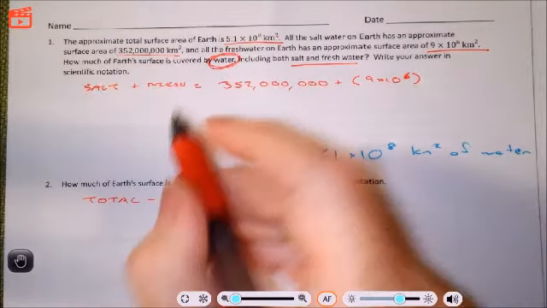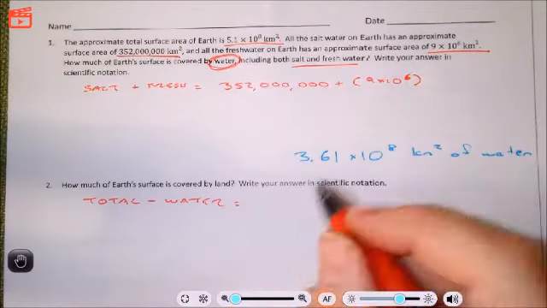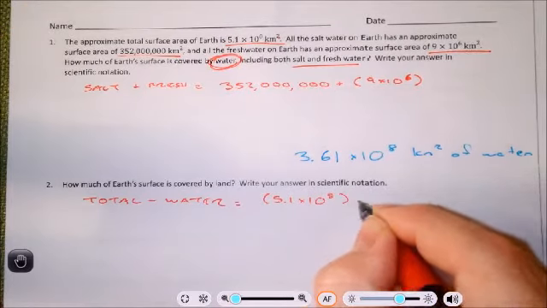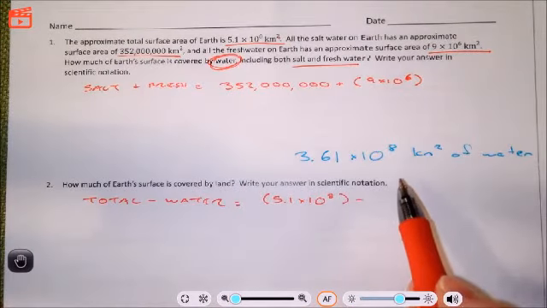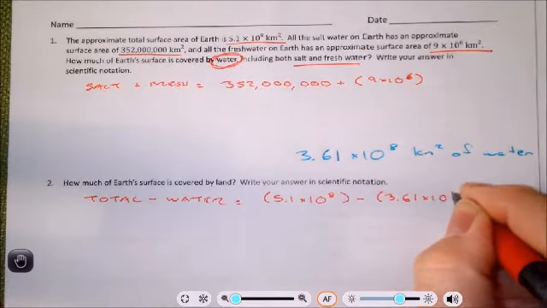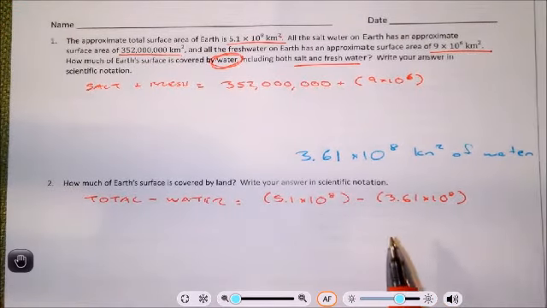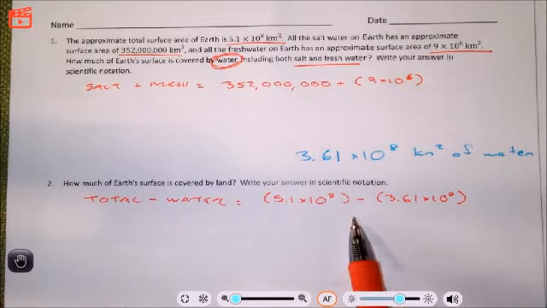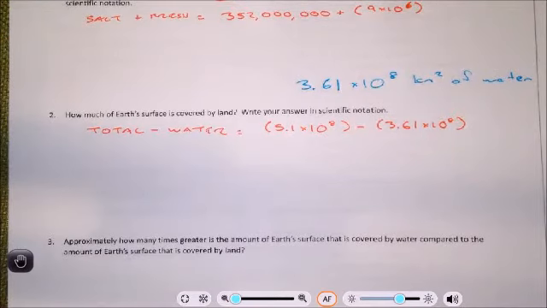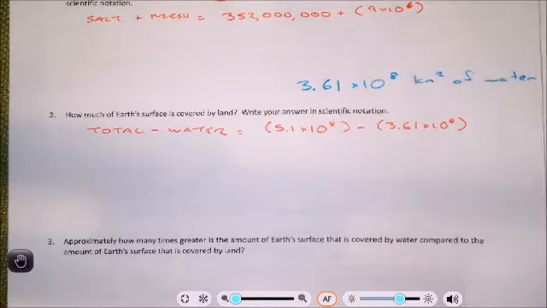So you're taking the total from the first paragraph, which is 5.1 times 10 to the 8th, and you're subtracting the water we found for part 1, which is 3.61 times 10 to the 8th. Take a minute, try it yourself. You will have to distribute the 10 to the 8th, subtract, and make sure that you are matching scientific notation. Pause the video, come back in a minute, check your answer.